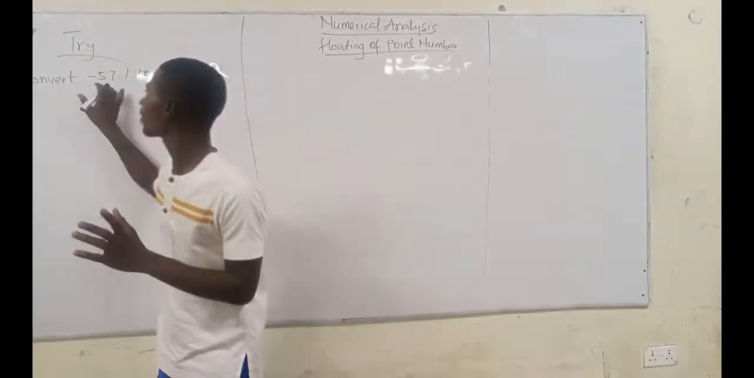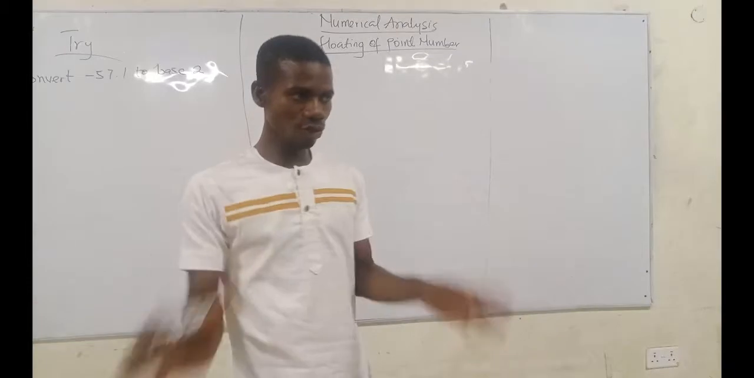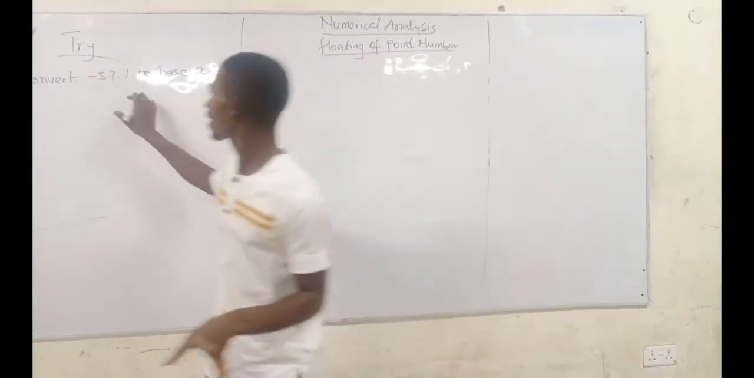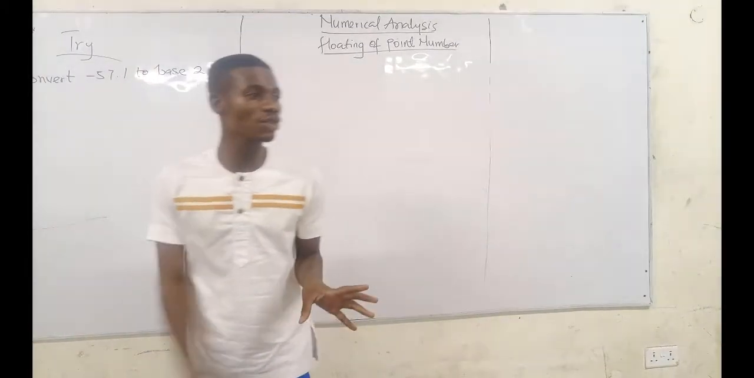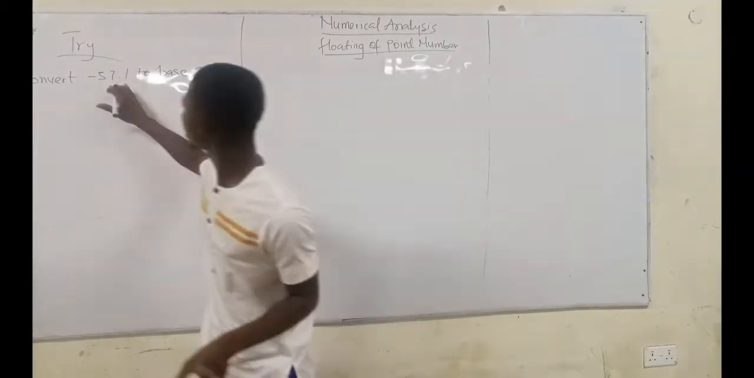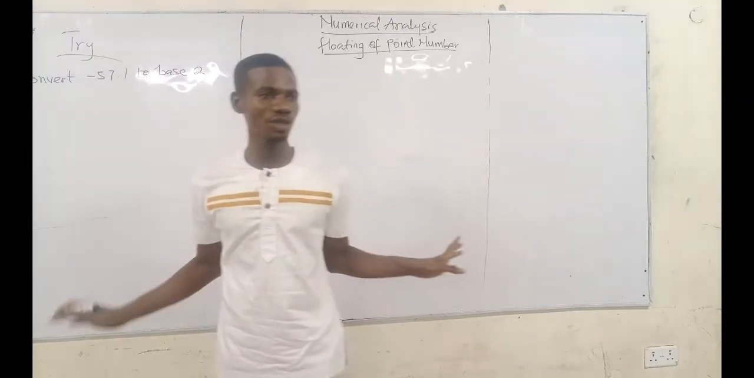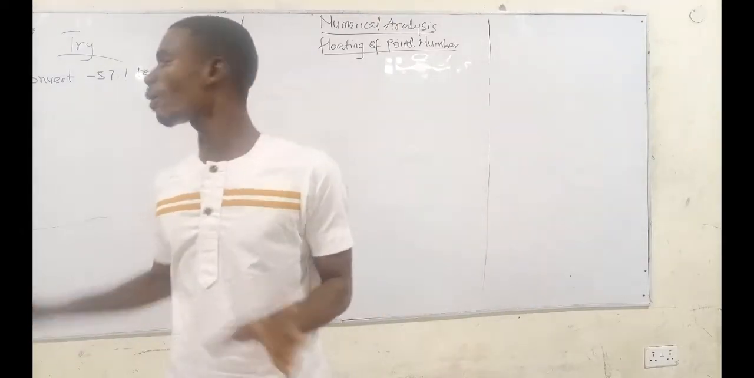We take the whole number, for instance the whole number here, and convert it to base 2. Afterwards, the number after the decimal point is also converted to base 2. Is that okay? So how do we convert this one to base 2? Even the calculator can give us the base 2. Those who know the calculator well can convert this to base 2.